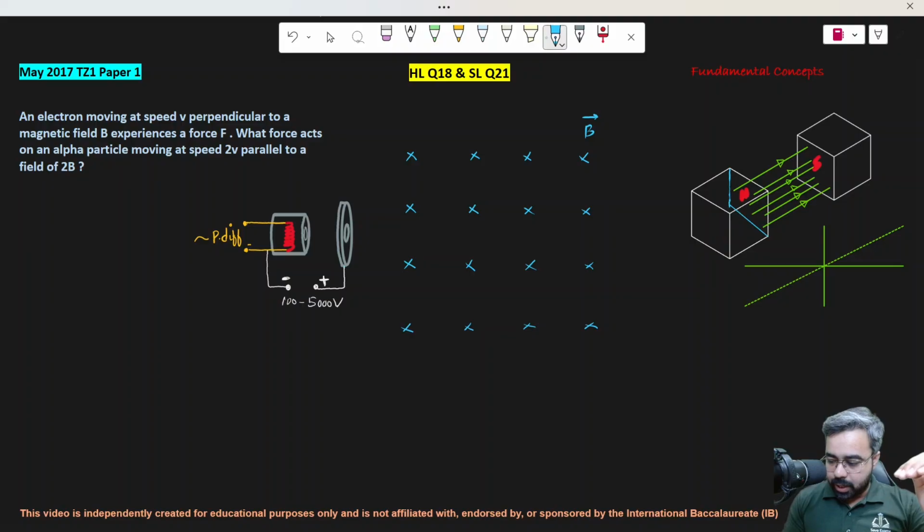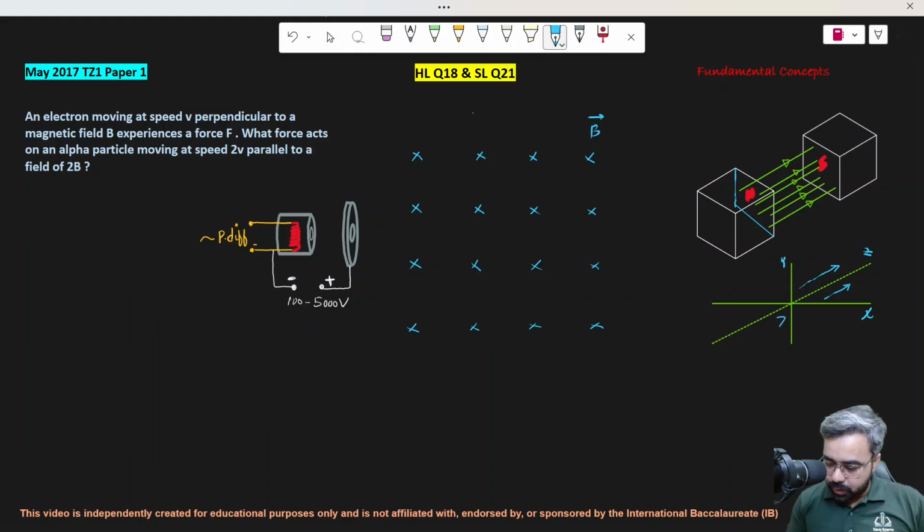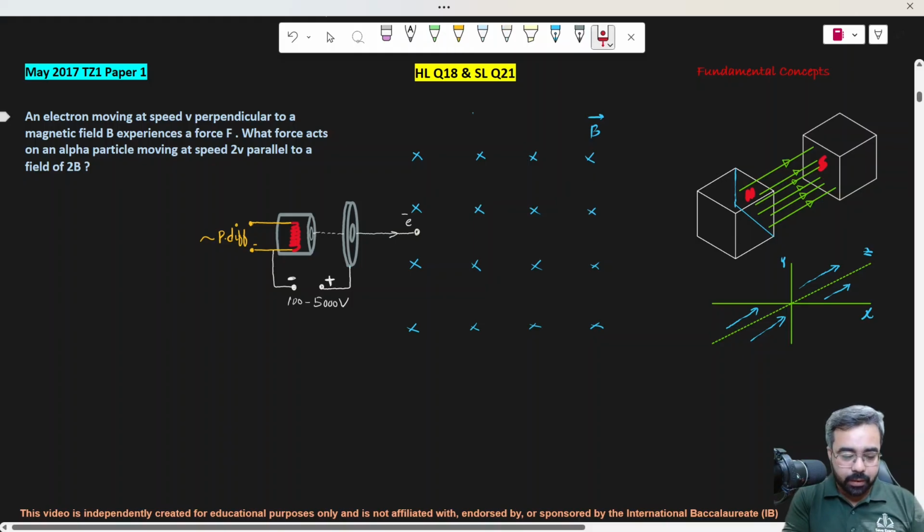If you take this as the x-axis, this as y, and this as the z-axis, this is the direction of the magnetic field strength, in the negative z direction, which we always show with the help of this cross. When the electron enters this field, and right now you see this is an electron gun emitting electrons in a unidirectional way, the electron is entering in a straight direction here. The moment the electron enters at that point, it will bend and move in a circular path, and it will experience a force F given in the question.